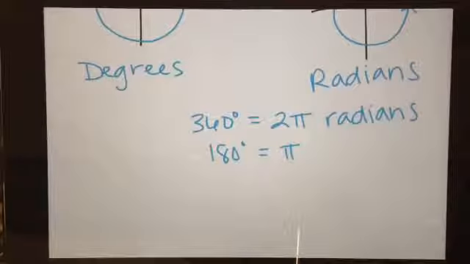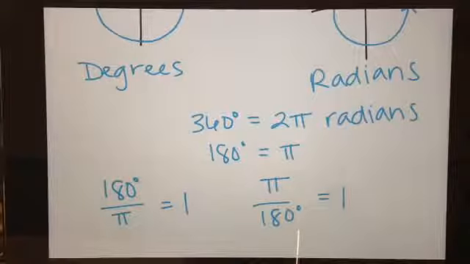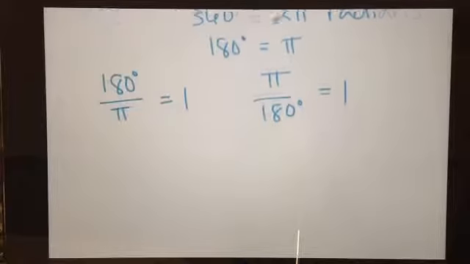So from that we get two different ratios that we work with. The first ratio is 180 degrees over pi. And this equals 1 because they're both talking about half a circle. So half a circle over half a circle is 1. The other ratio we talk about is pi over 180 degrees. This also equals 1. And we use these 1s to convert between the two forms. So if I want to convert from degrees to radians or radians to degrees, I'm going to use this.